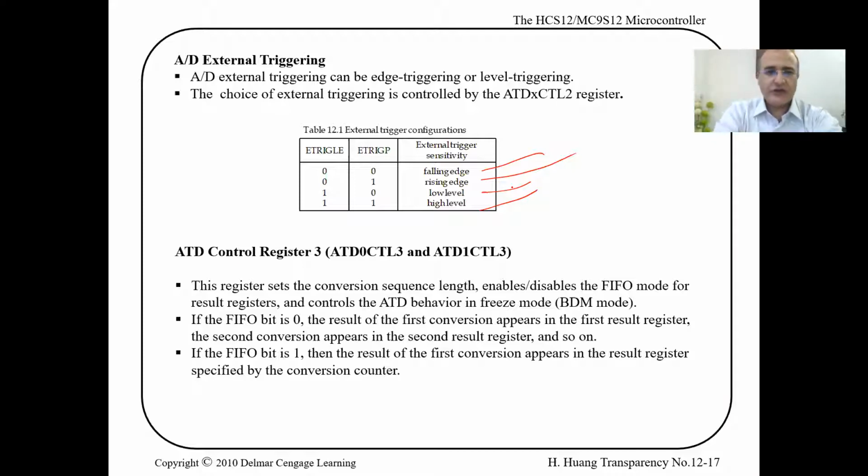A to D control register 3. This register says the conversion sequence length, how many times you want to read. Enable or disable the FIFO mode, I'm going to talk about that for the result register. And control what will happen in the freeze mode. In FIFO mode, we'll talk about FIFO mode.